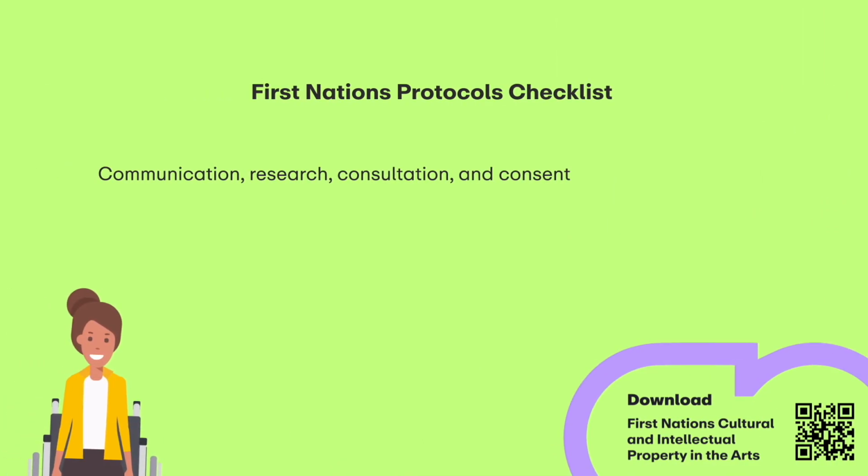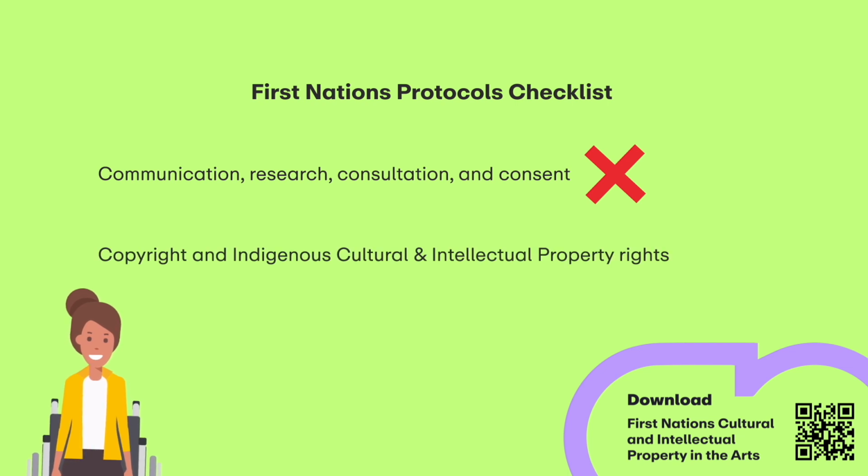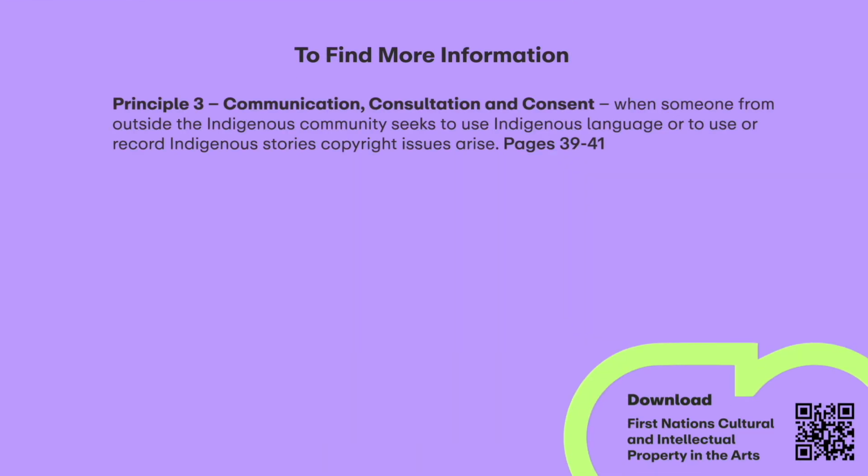First Nations Protocols Checklist: Communication, research, consultation and consent. Copyright and Indigenous cultural and intellectual property rights. To find more information: Principle 3, Communication, consultation and consent. When someone from outside the Indigenous community seeks to use Indigenous language or to use or record Indigenous stories, copyright issues arise.